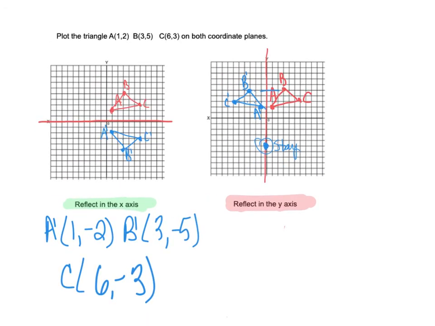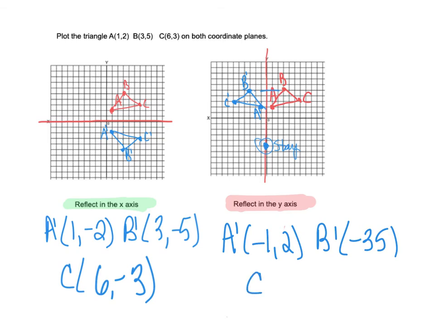And if we wanted to write down our ordered pairs, okay, so if A was originally at (1, 2), that means A prime is going to be at (negative 1, 2). B prime, if it was at positive (3, 5), is going to be at (negative 3, 5). And C was at (6, 3). C prime is going to be at (negative 6, 3).